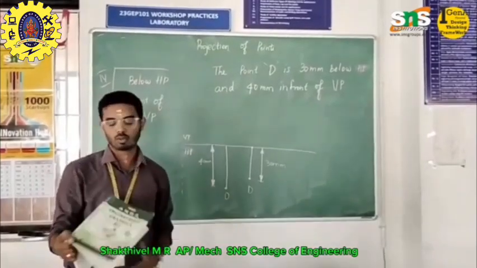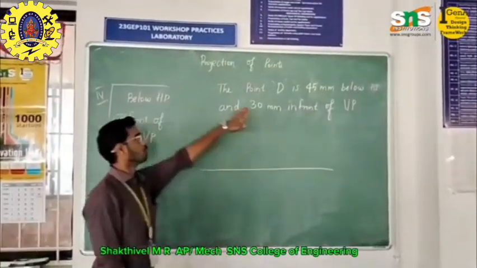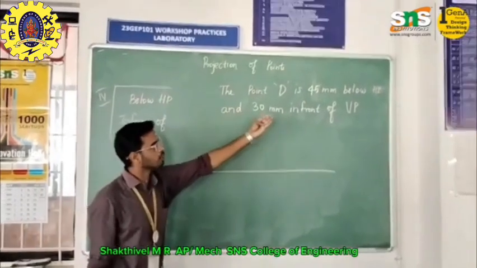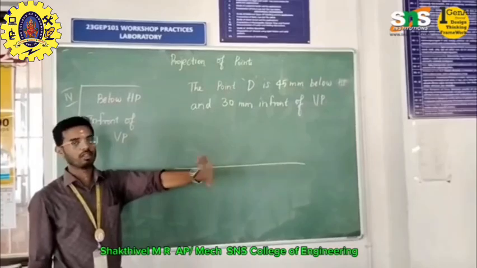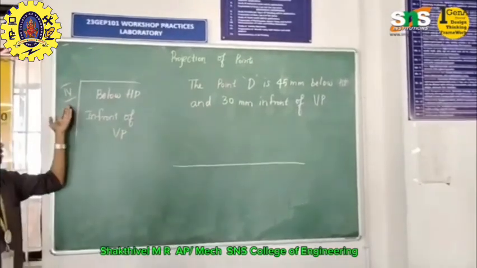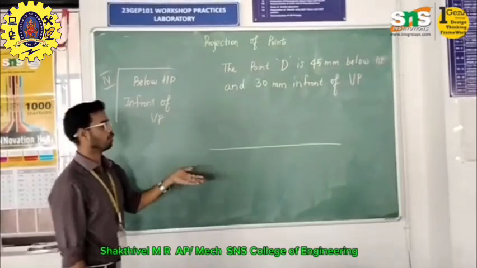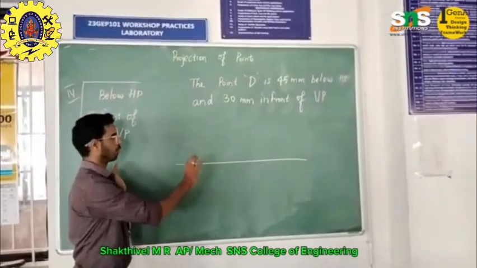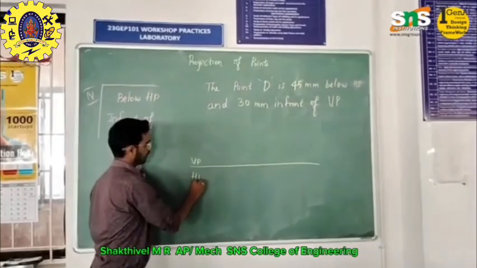We see one more problem for the same. The point B is 45 mm below HP and 30 mm in front of VP. For reference, this is the fourth quadrant, that is, below HP and in front of VP. Now we are going to draw the fourth quadrant positions. So this is VP and this is HP.